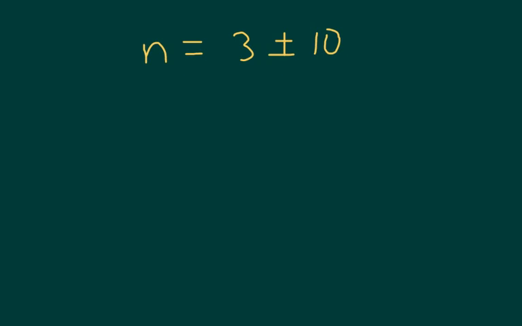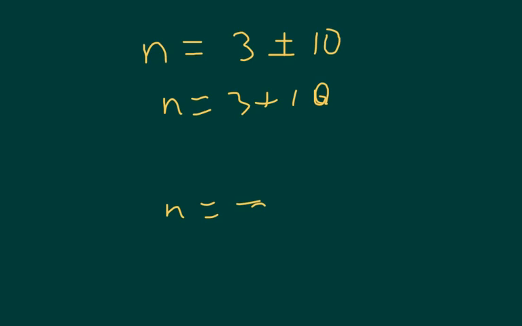And this is sort of a simple example. It doesn't have much arithmetic to do over on the right-hand side. There's no variables over here. It just says that the number that we're thinking of is either 3 plus 10 or it's 3 minus 10. So we could say that n equals 3 plus 10, or n equals 3 minus 10.